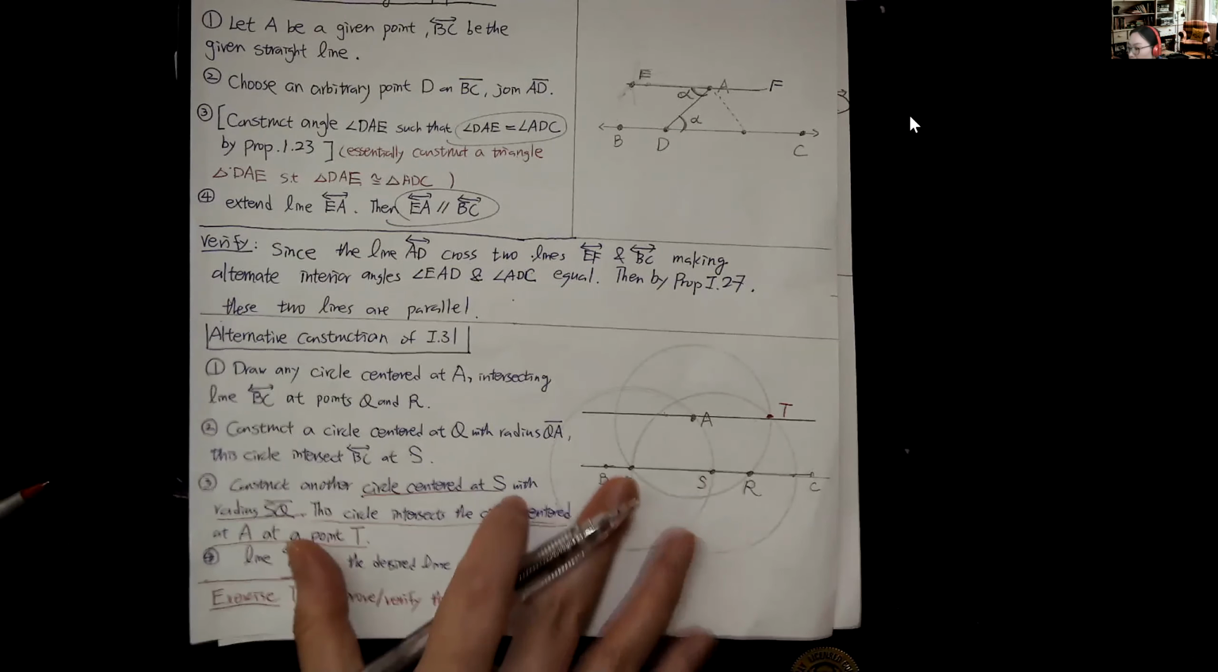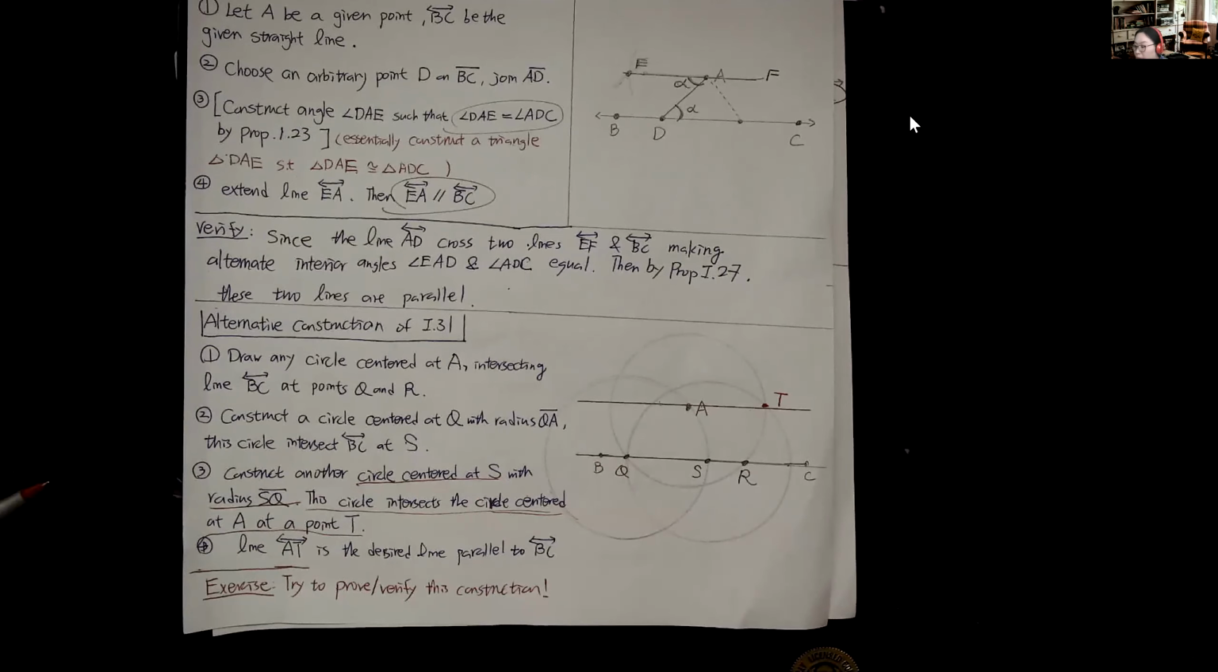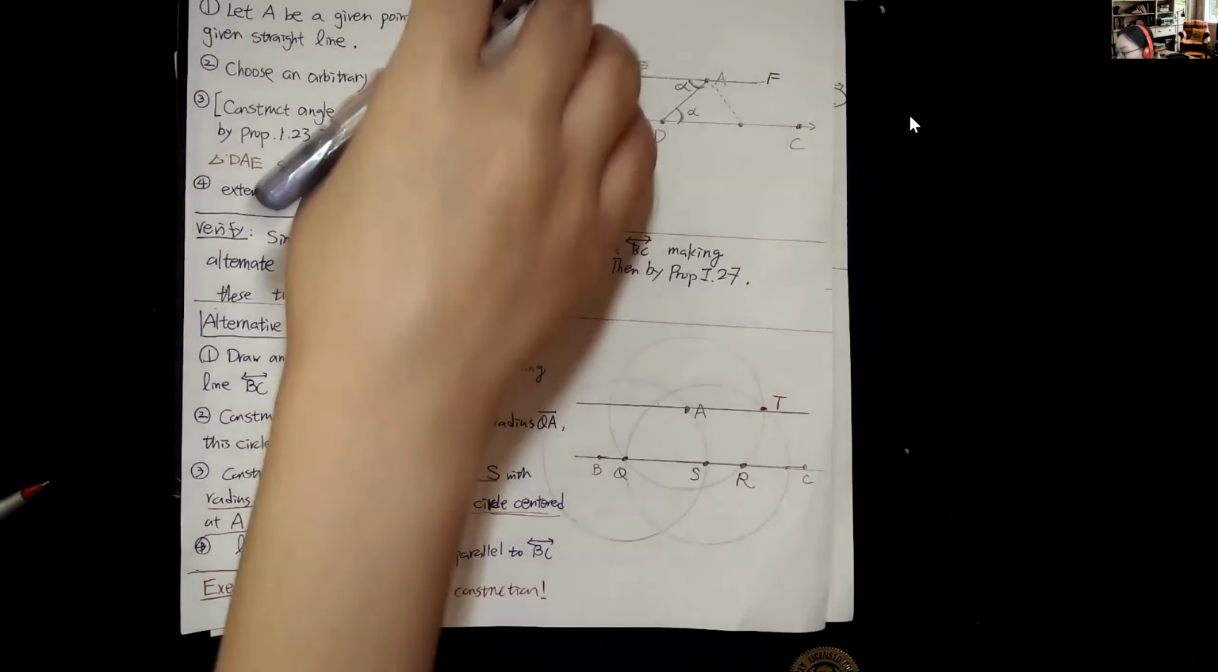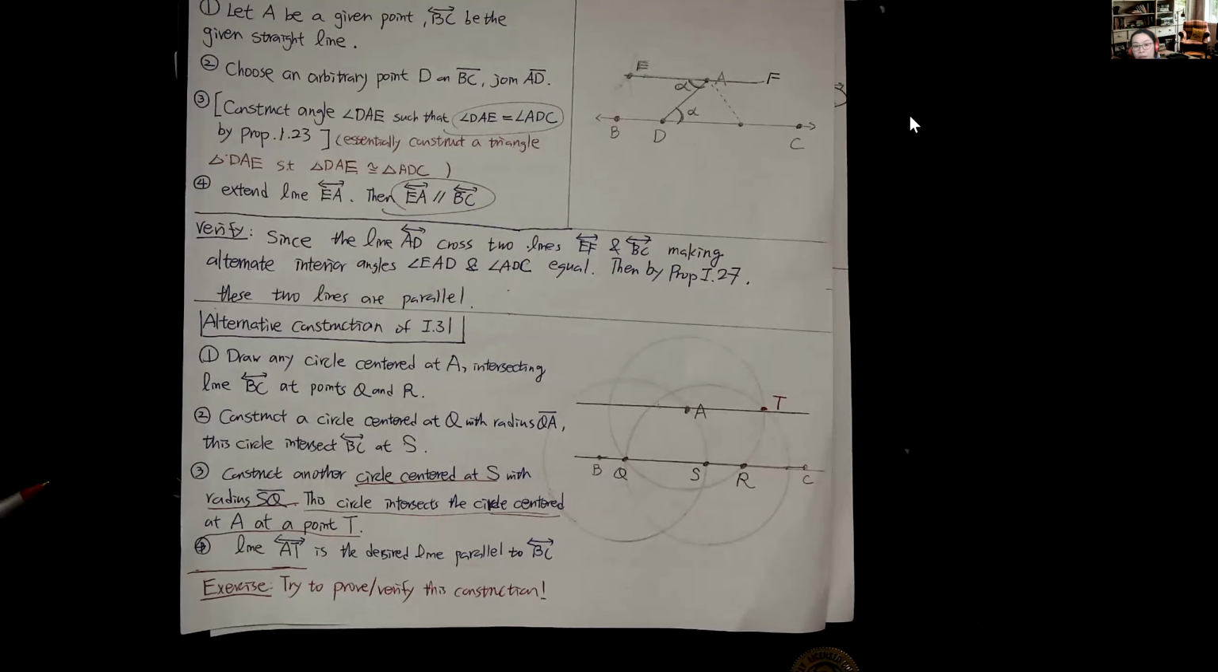Because you have all the equal sides, you can probably create some equal angles, and then use proposition 1.27 again. So you can think about it. I think it's a nice challenge problem, since I already give you the construction and you can see whether you can come up with the verification proof yourself. I'm going to include this as part of the lecture as well, because it's a nice alternative to the original Euclid's way.